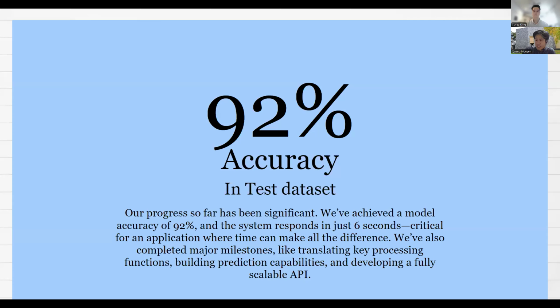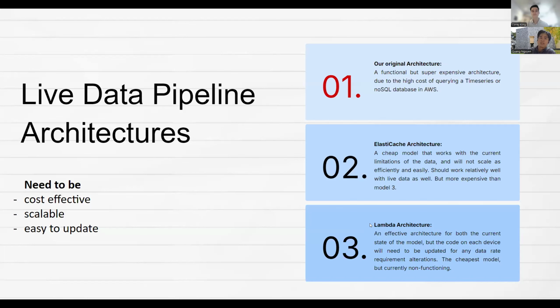And what we have achieved so far is a model with an accuracy of 92%, and the system responds in 6 seconds. It's critical to an application where time makes all the difference. We also completed major milestones like making the processing function, building prediction capability, and developing a full-scale API. That allows us to create a system that not only performs well, but is also adaptable and scalable to several real-world applications. And now Corey will make a presentation about the data pipeline.